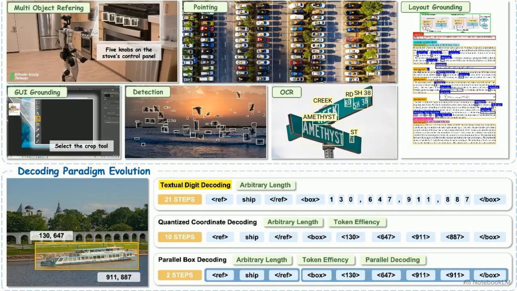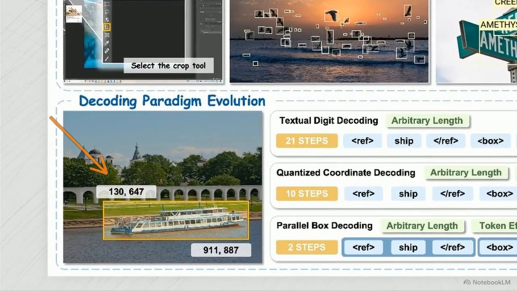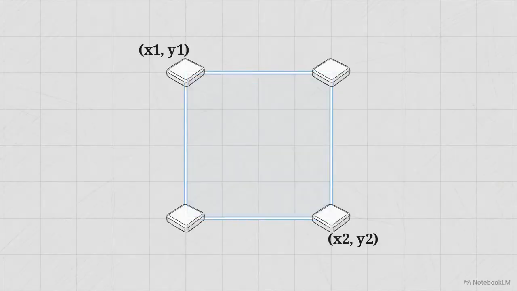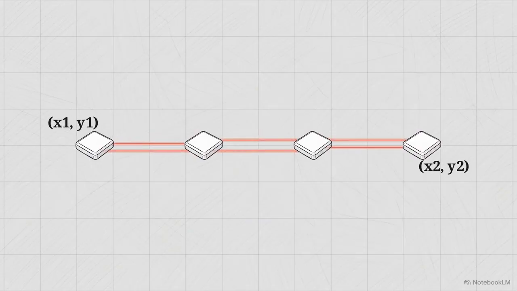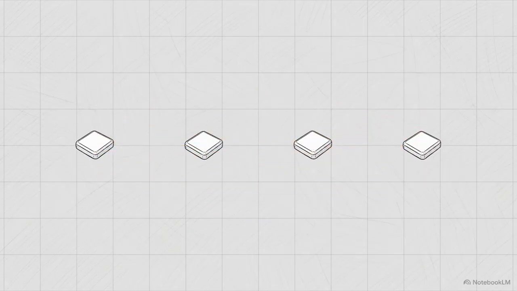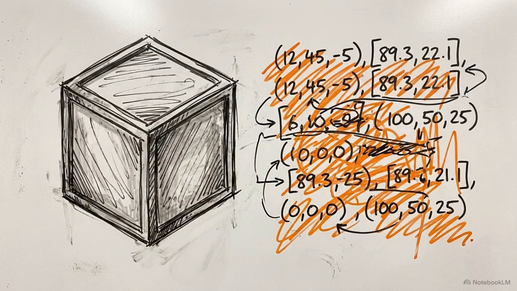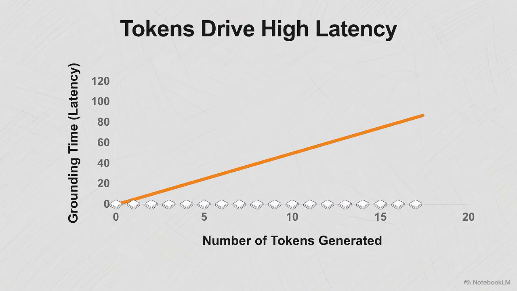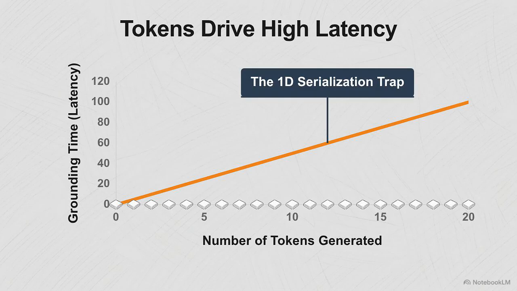In textual digit decoding, the model forces coupled 2D parameters, like the corners of a bounding box, into a serialized 1D token stream. Generating one box requires 21 separate steps, creating a severe latency bottleneck. The problem extends beyond speed. By stretching a single geometric object across multiple sequential tokens, the model loses the structural relationship between those coordinates. A physical object exists all at once, not as a disjointed string of numbers. As long as models rely on 1D token serialization to define 2D shapes, grounding latency remains tied to the number of tokens generated, rather than the scene's complexity.